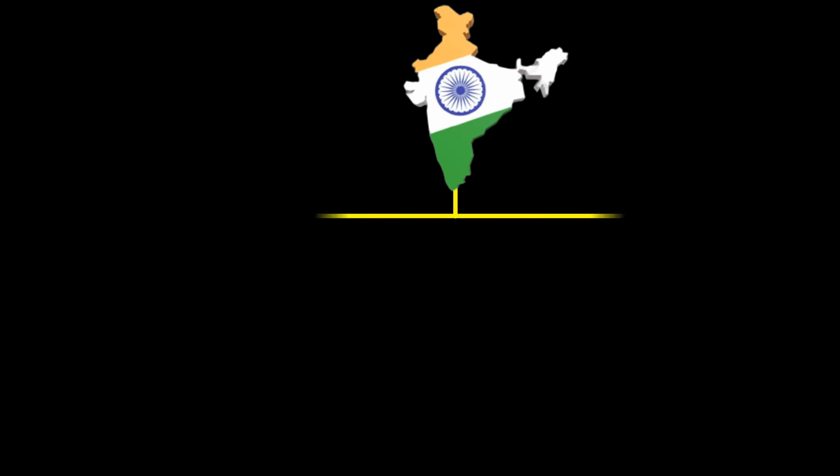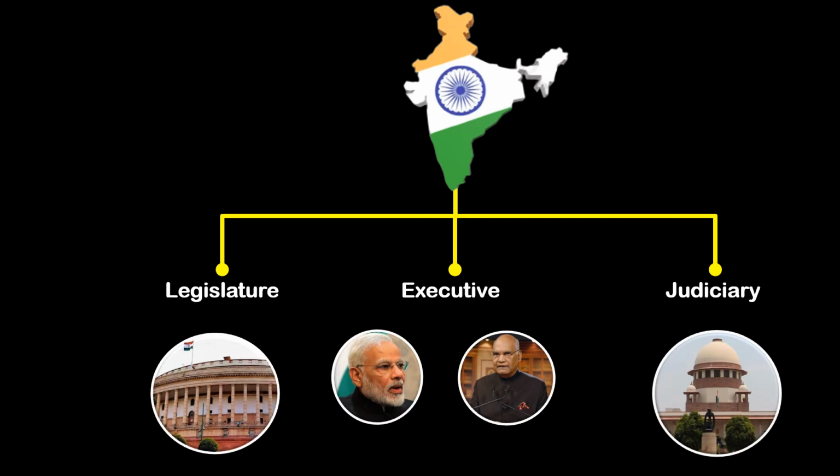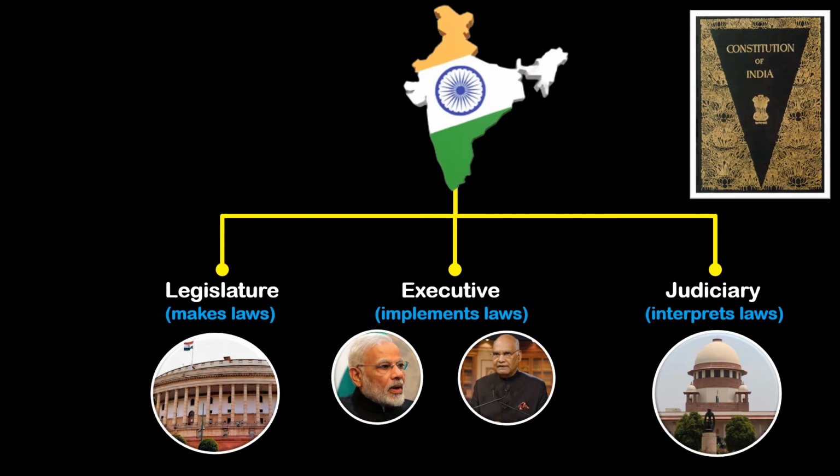The three organs of the government are legislature, executive and judiciary. The legislature makes the laws, the executive implements those laws, and the judiciary interprets the made laws. By putting laws into effect, the executive enforces the will of the state.